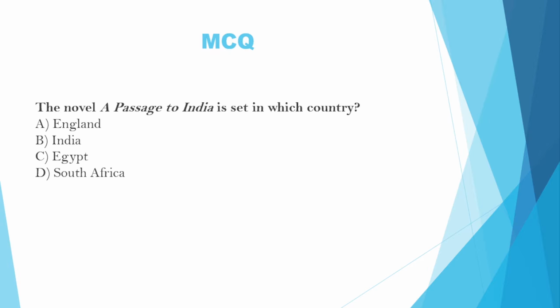Next question is, the novel A Passage to India is set in which country? Option A England, option B India, option C Egypt, option D South Africa. The correct answer is B, India.